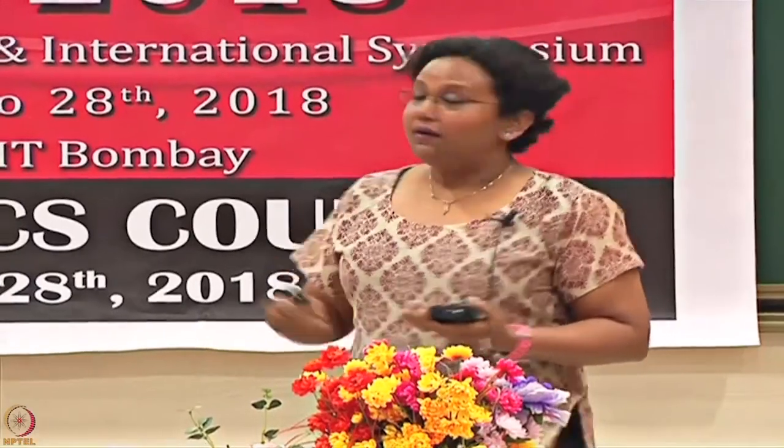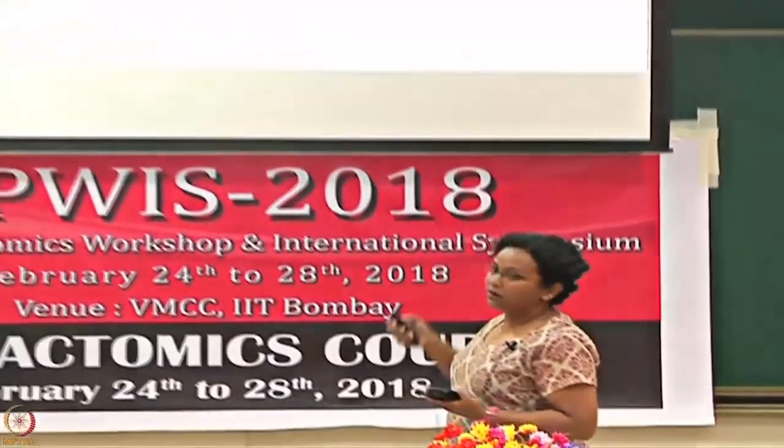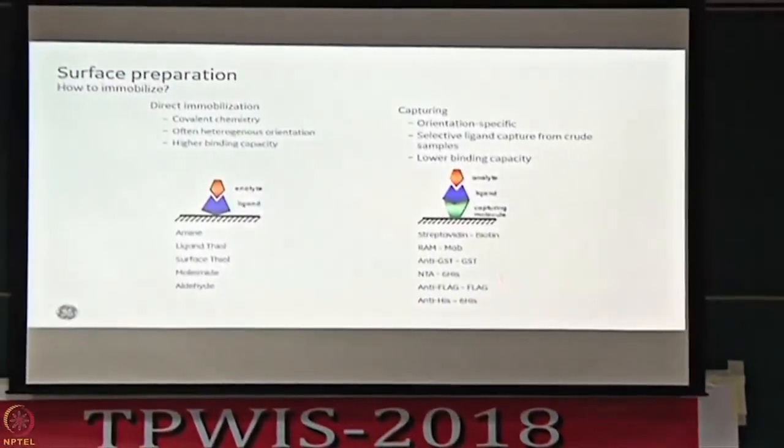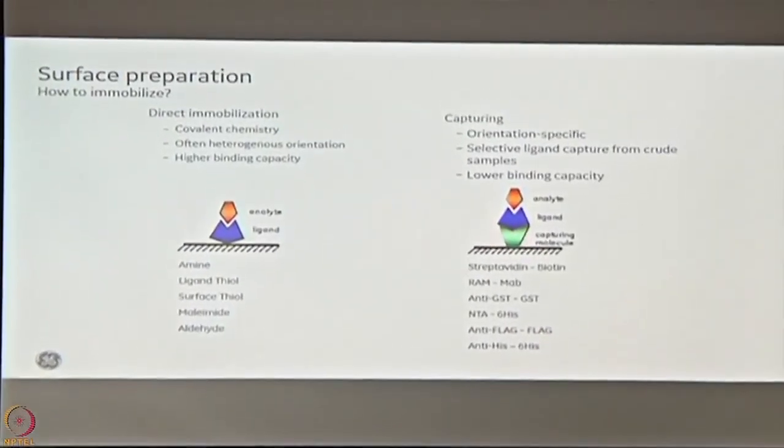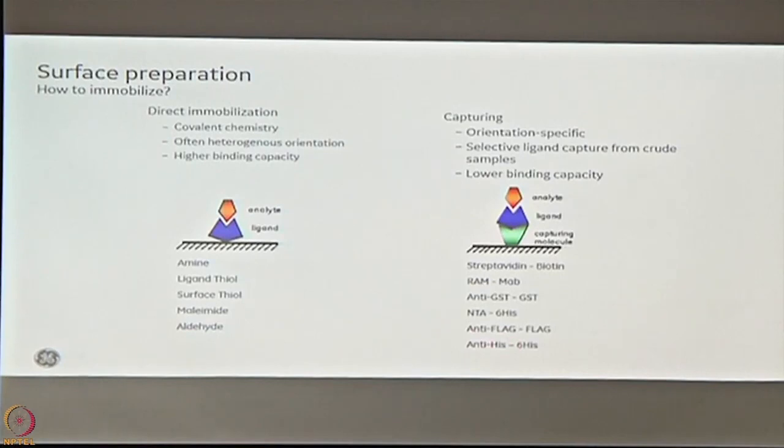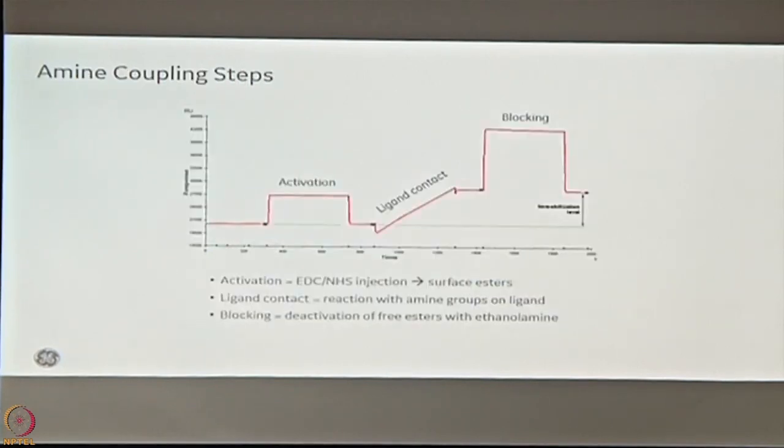Surface preparation, I think you saw this slide. Surface can be prepared in two ways. One, you directly immobilize the ligand, right? In the other one, you actually capture your ligand. So the capturing molecule is actually immobilized directly on the surface. Now the difference is that in the direct case you lose the directionality of your ligand, like we were discussing. So it is actually immobilized at random using any of the free amine groups or the thiol groups on the surface. Whereas if you are using a capture molecule, you maintain a directionality of your ligand, if your assay requires so.